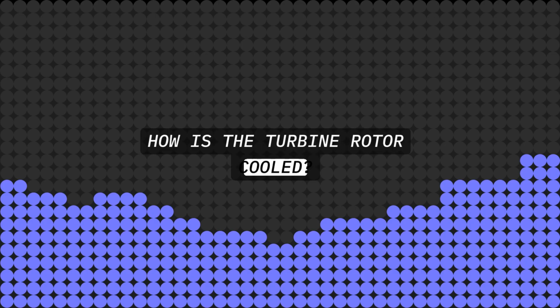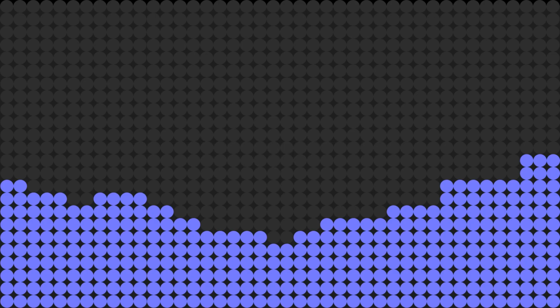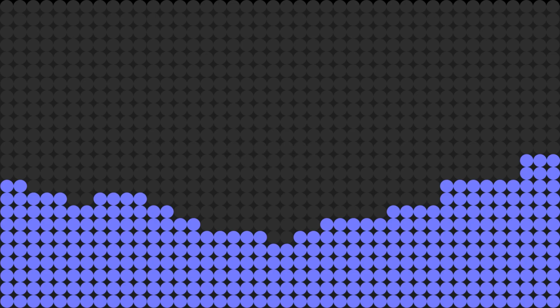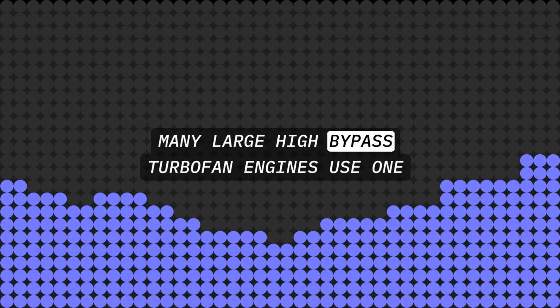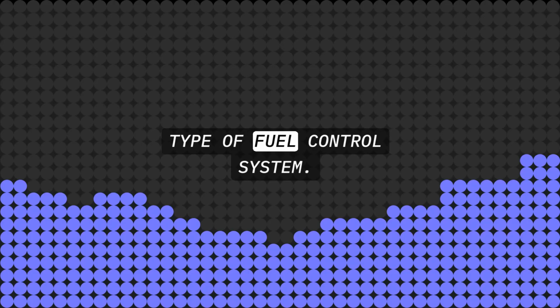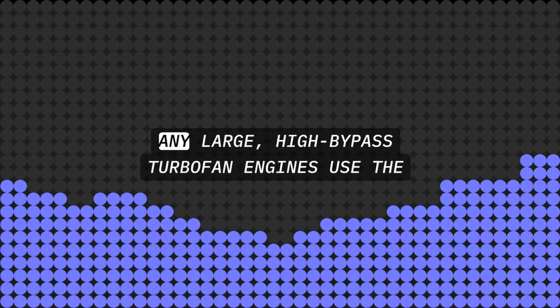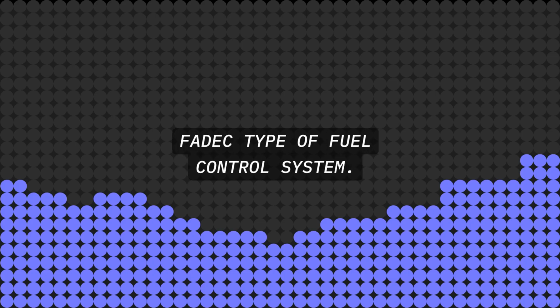How is the turbine rotor cooled? Bleed air and hollow channels in the blades. What is the source of cooling bleed air? The compressor. Many large, high-bypass turbofan engines use what type of fuel control system? Many large, high-bypass turbofan engines use the FADEC type of fuel control system.